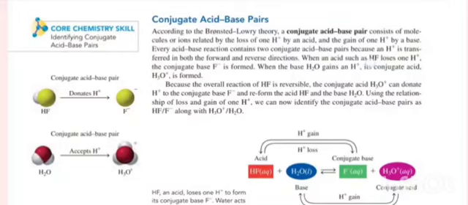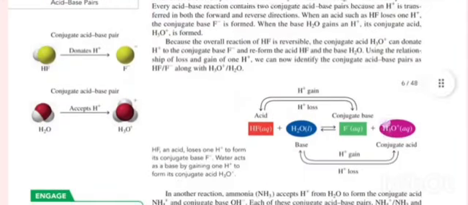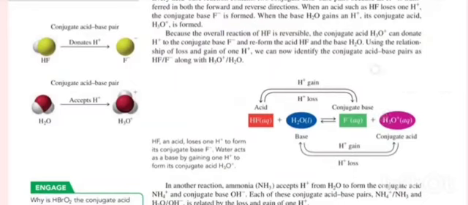Conjugate acid-base pairs. According to Bronsted-Lowry theory, a conjugate acid-base pair consists of molecules or ions related by the loss of one H+ by an acid and the gain of one H+ by a base. Every acid-base reaction contains two conjugate acid-base pairs because an H+ is transferred in both the forward and reverse directions. When an acid such as HF loses one H+, the conjugate base F- is formed. When the base H2O gains an H+, its conjugate acid H3O+ is formed.